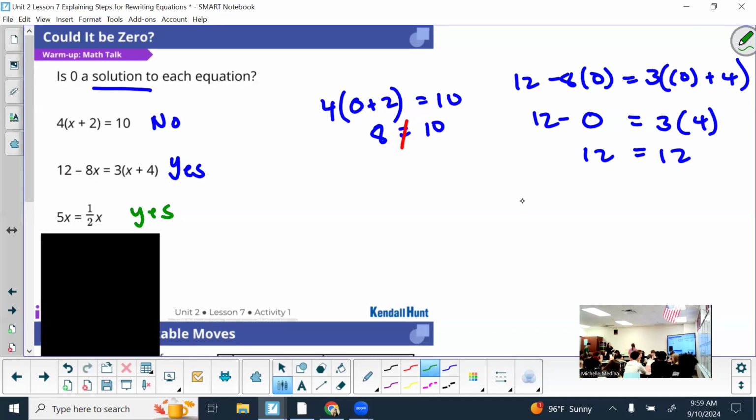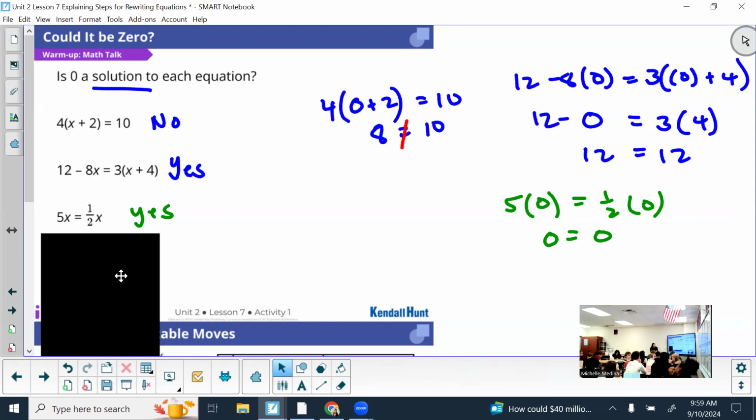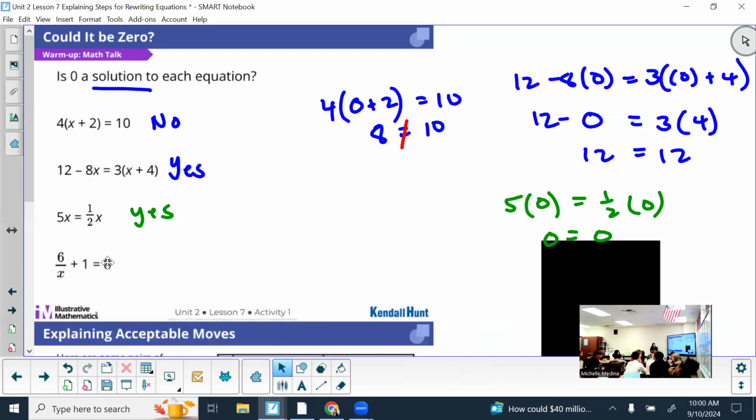Class, what operation is implied when we have a number pushed up against a variable? Multiplication, so you have to remember, I'm multiplying now these numbers by 0, because that's what we're testing to see if it's equal to true. Anything times 0, fraction or otherwise, is 0. So this is a true statement. 0 does equal 0, so 0 is a solution for that.